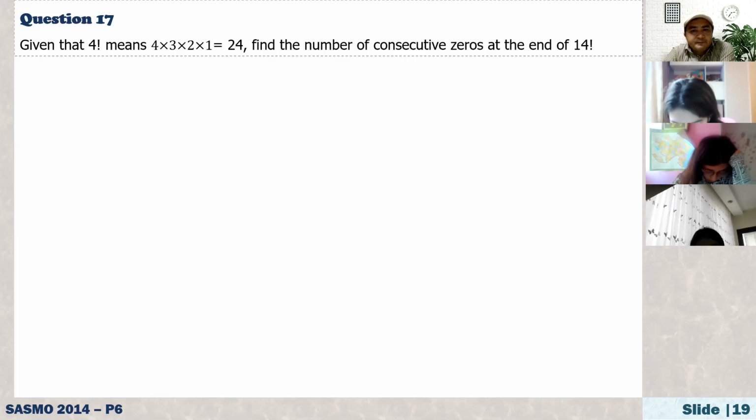Now we are solving question 17. So we know what is factorial, right? Factorial means the product of, n factorial means the product of the first n natural numbers. So if you just multiply the first 14 natural numbers, how many zeros will there be? Consecutive zeros at the end of this product.